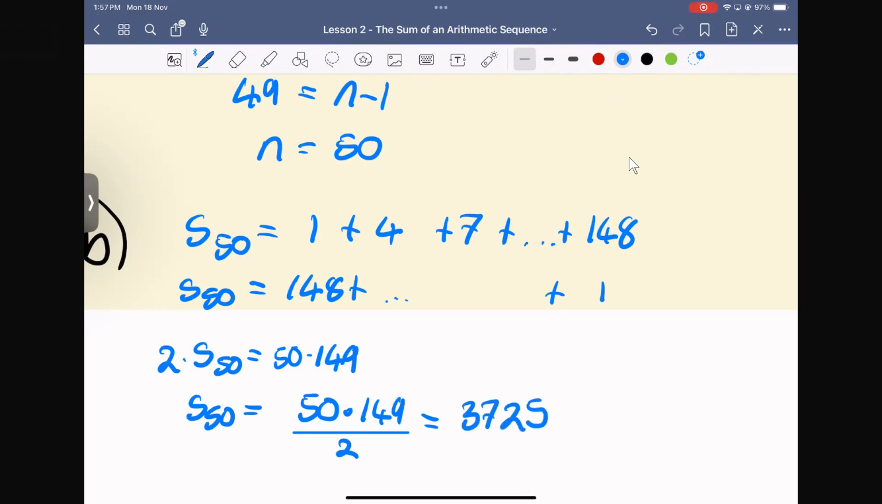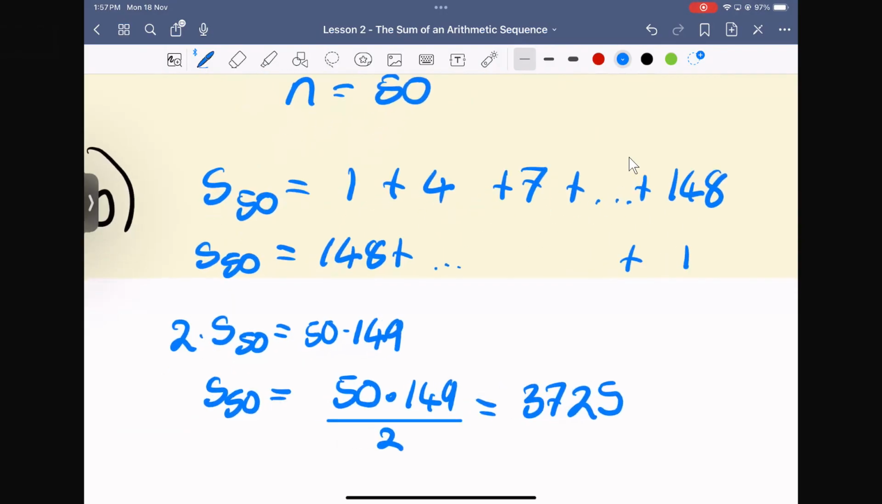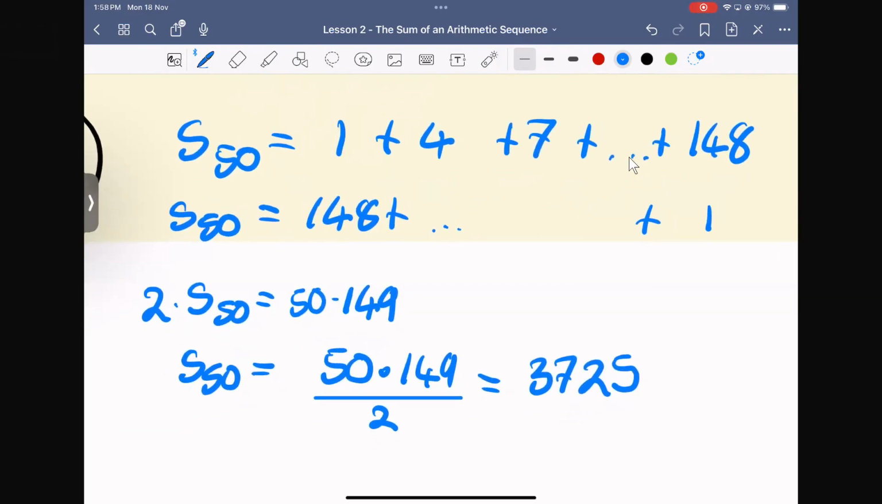3,725. All right. So before we move on, let's look at this one. We've done a couple of these now. Where does this number come from? The number of terms in the sequence? Where does this number come from?